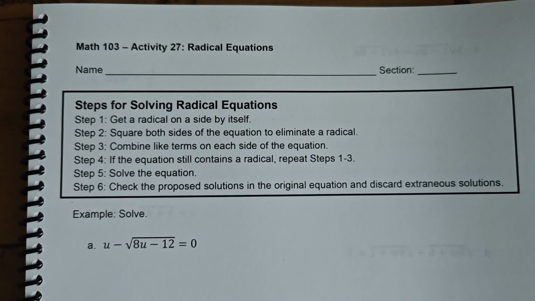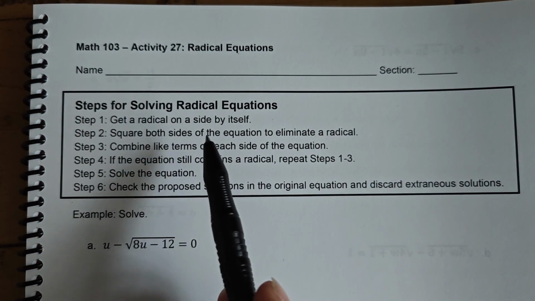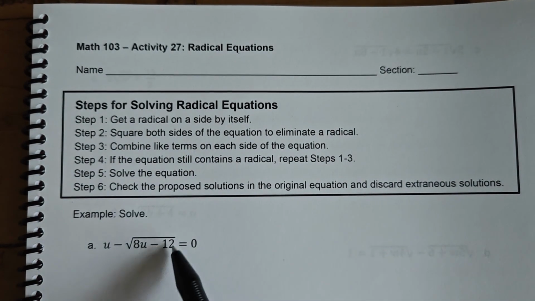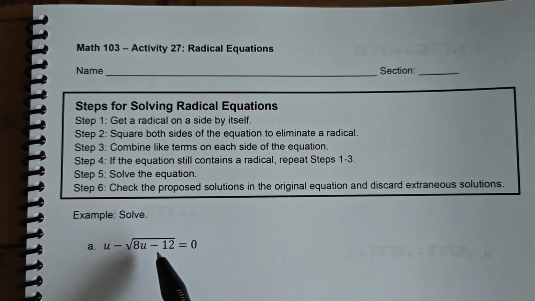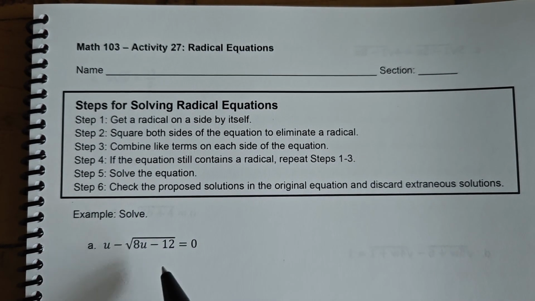The final activity for this exam is activity 27, which is radical equations. Radicals, again, are roots. We haven't talked about them for a while. Here are the steps for solving radical equations. Step 1, you get the root by itself on one side. Then you square both sides to get rid of the root. Combine like terms on each side of the equation. And then if you still have radicals, repeat that process until you don't have them anymore.